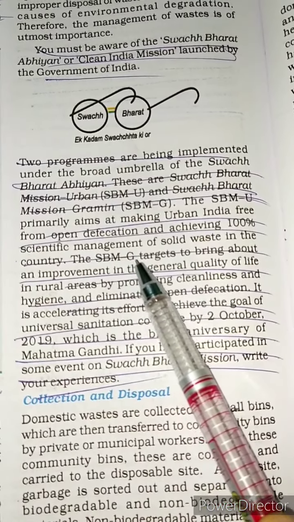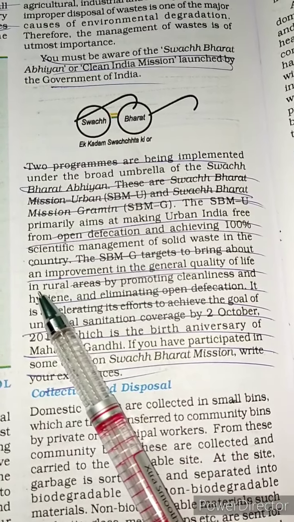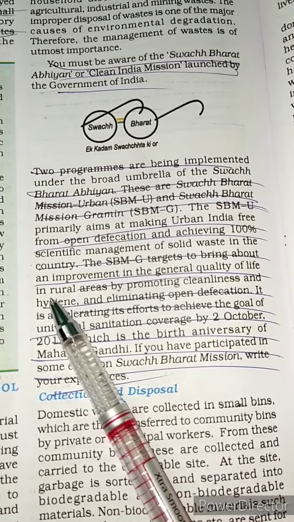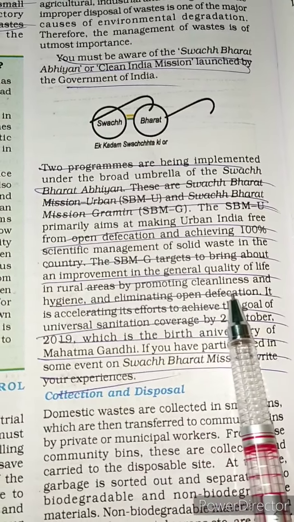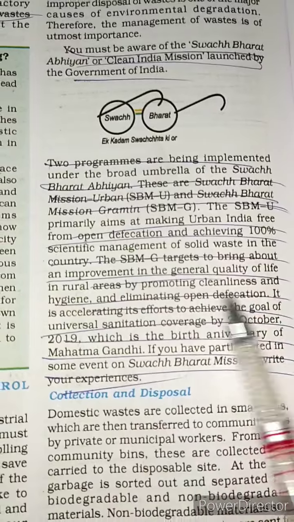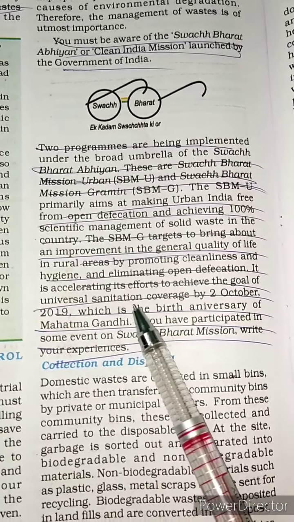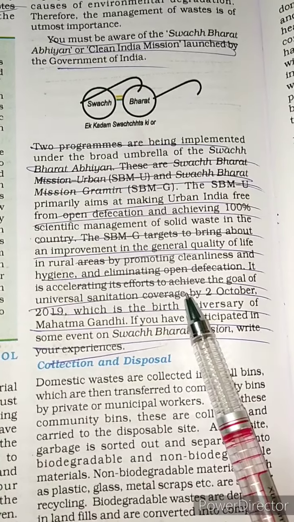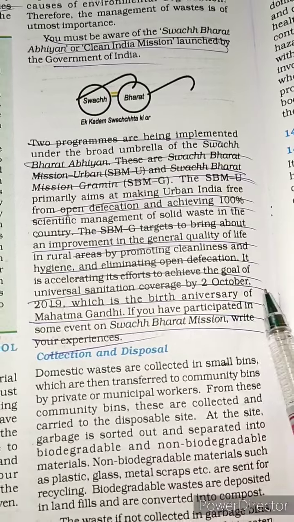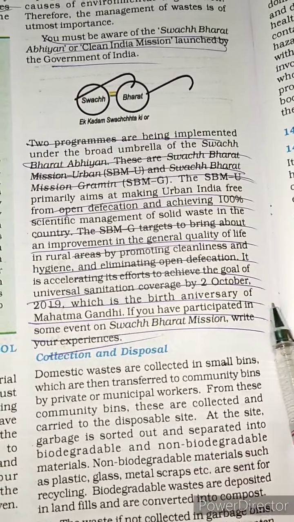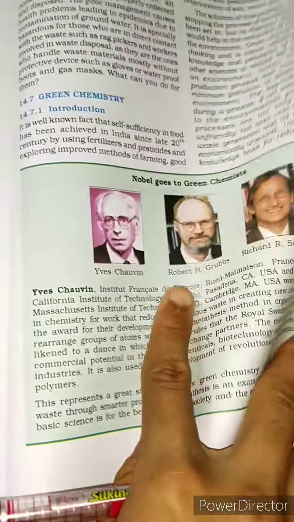The SBMG targets to bring about an improvement in the general quality of life in rural areas by promoting cleanliness and hygiene and eliminating open defecation. It is accelerating its effort to achieve the goal of universal sanitation coverage by 2nd October 2019, which is the birth anniversary of Mahatma Gandhi. If you have participated in some events, write your experience. And you can see the chapter comes to an end.